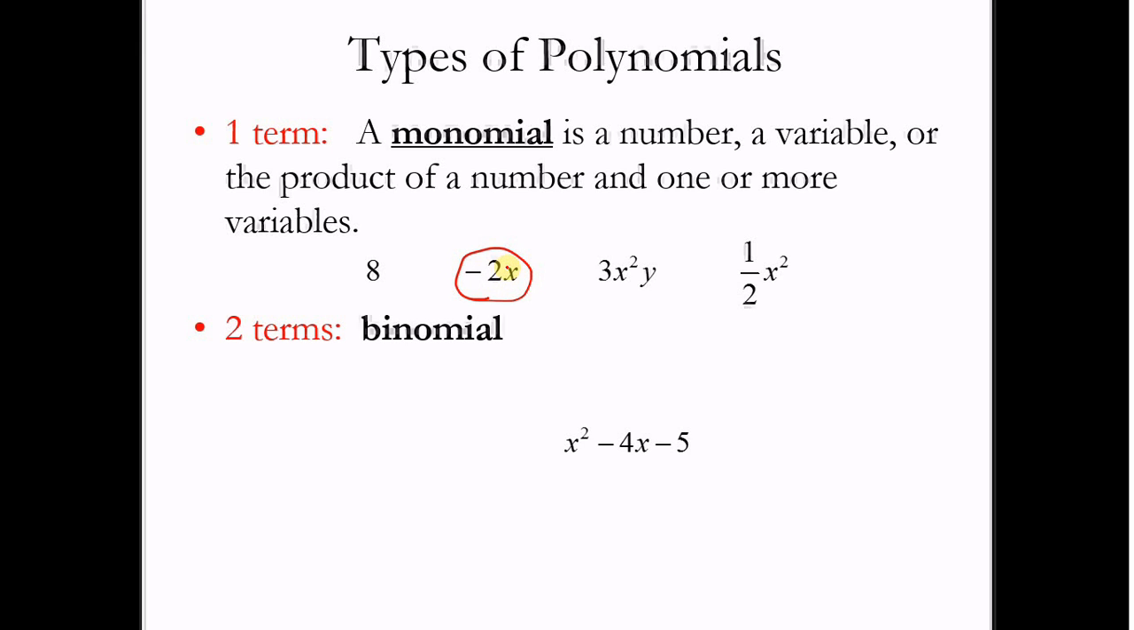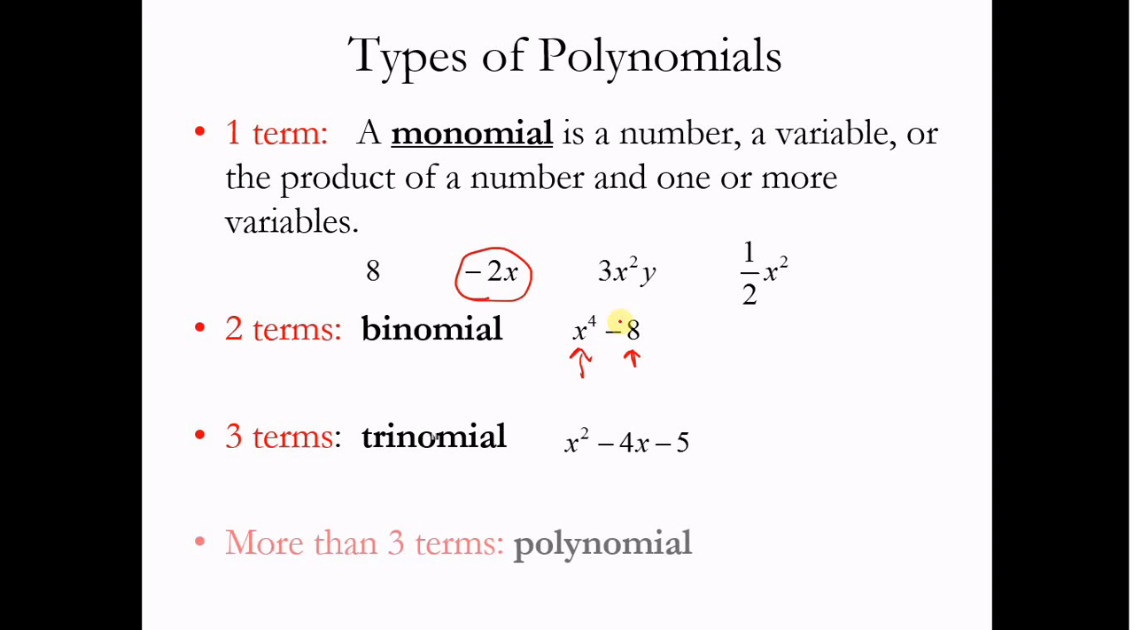Two terms is a binomial. It looks something like x to the 4th minus 8. Notice how there are 2 different terms separated by a subtraction or an add. A trinomial is one that looks like that. It has 3 terms to it. If you ever have more than 3 terms, you're just going to call it a polynomial.